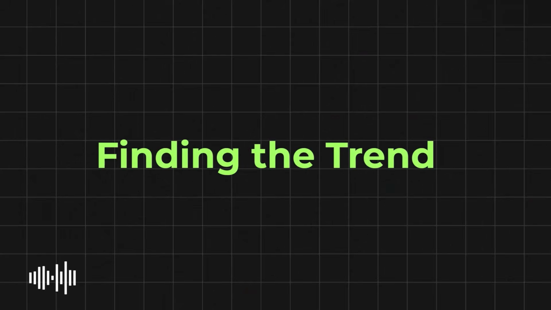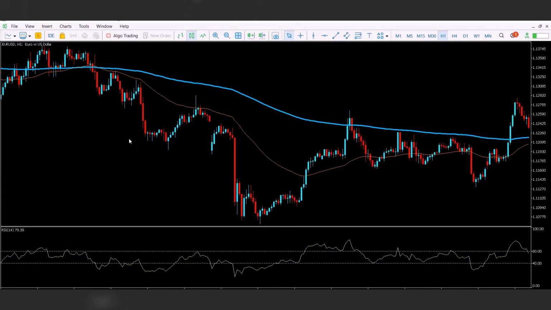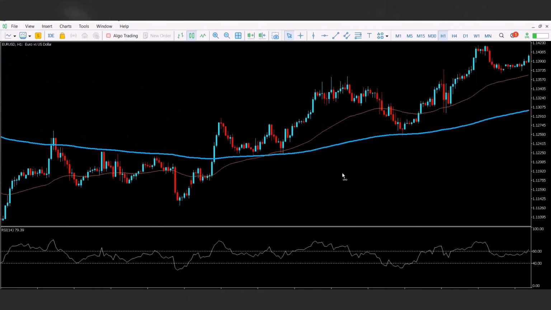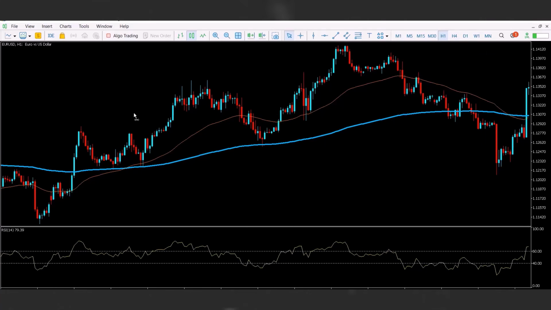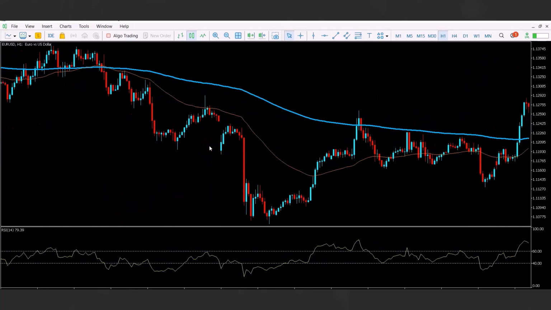Finding the trend. The first step in this strategy is to identify the trend. Look at where the price is relative to the EMA 200. If price is above the EMA 200, the market is in an uptrend. If price is below the EMA 200, the market is in a downtrend.